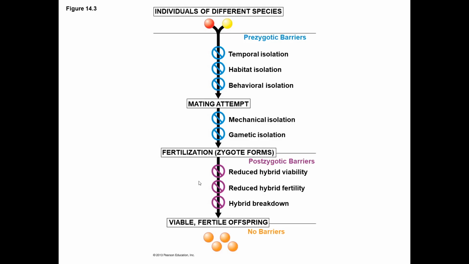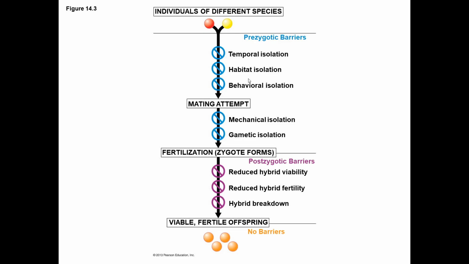Okay, so let's go ahead and start talking about pre-zygotic barriers. We have what's called temporal isolation, habitat isolation, and behavioral isolation. I'm going to go through these three with you and give you examples. All three of these are going to prevent any sort of mating attempt from occurring. So two different species are never even going to try to mate.